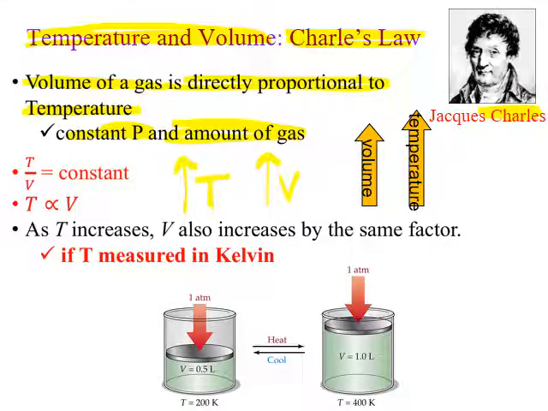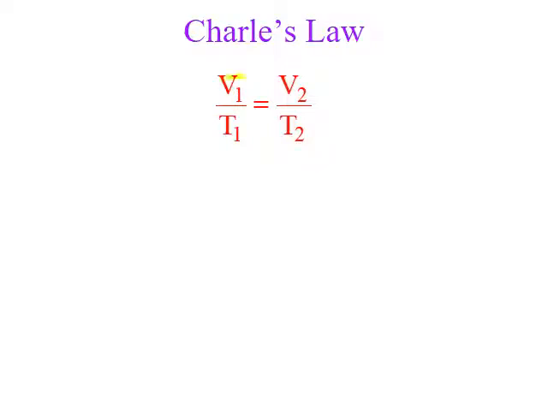Now, how can we write this as a law? This is usually written as V1 over T1 equals V2 over T2, where V1 and T1 are the volume and temperature of the initial state of the gas, and V2 and T2 are the volume and temperature of the final state of the gas. The important thing here is that V1 and V2 should be in the same units of volume, and T1 and T2 should be in the same units of temperature. And the next very crucial thing is to remember to use temperature in Kelvin. Temperature should always be in Kelvin.